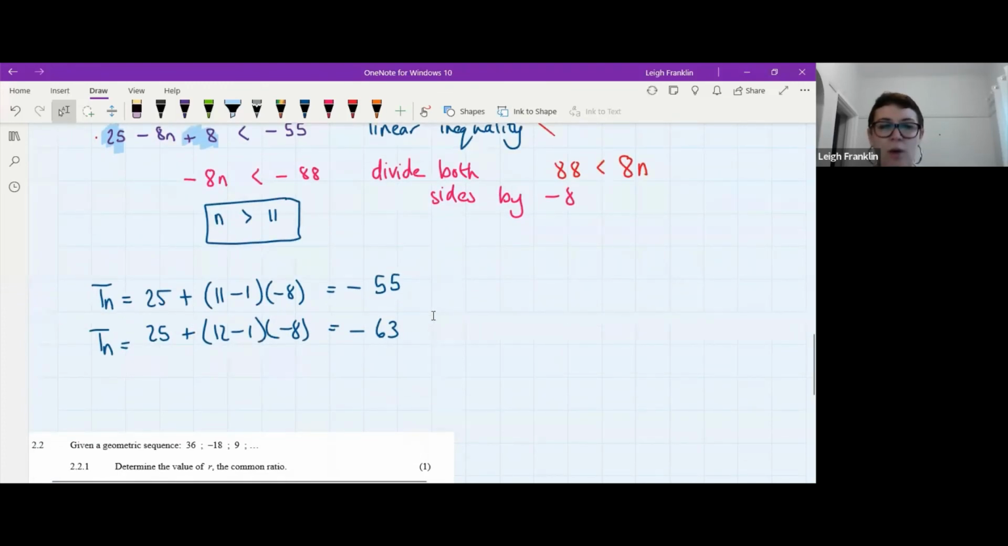All right, so Talia, you are 100% correct, right? When n is equal to 11, it's exactly negative 55, and we're not including that value. So we can't include 11. Therefore, n has to be 12. So that will be the smallest n where Tn is smaller than negative 55. And of course, negative 63 is smaller than negative 55. Matrix, you are absolutely right.